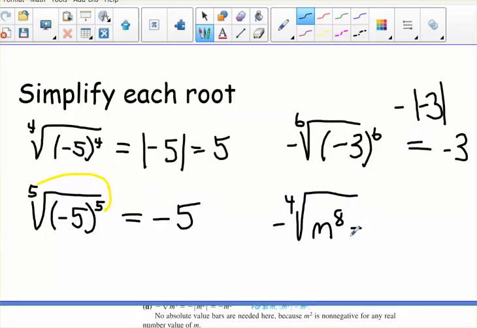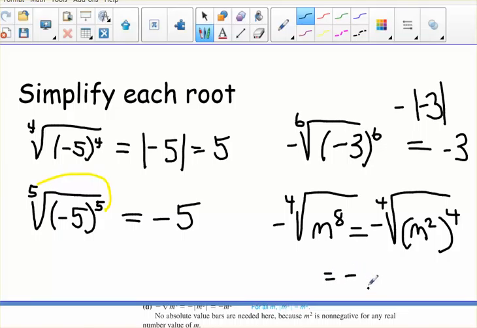And I threw in this example as well. Here I have the 4th root of m to the 8th. I want you to use what you know about exponents to rewrite this on the inside. This is really m squared to the 4th power, because remember we just multiply the exponents. Then you can see that I've got a 4 for my index, I've got a 4 for my exponent, so I'm going to rewrite this as minus m squared. Again, I'm applying the negative after I've done all the stuff inside.